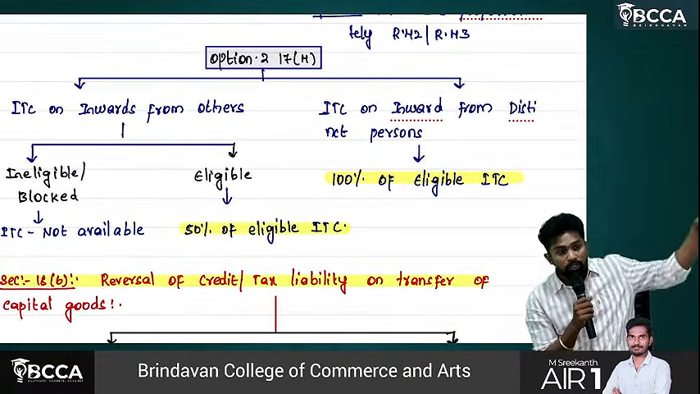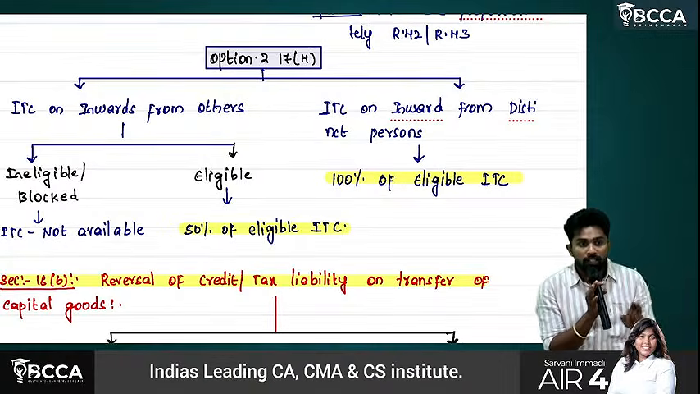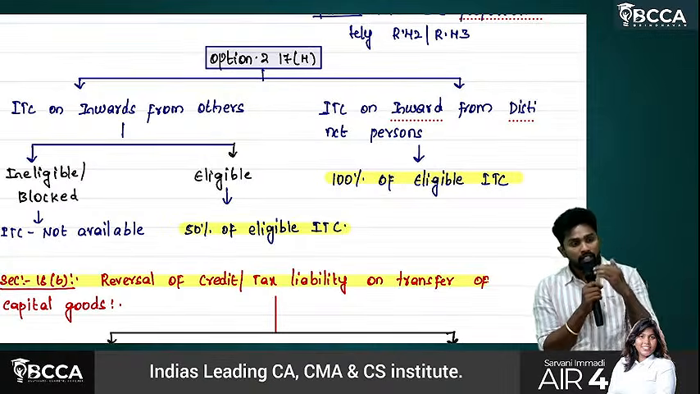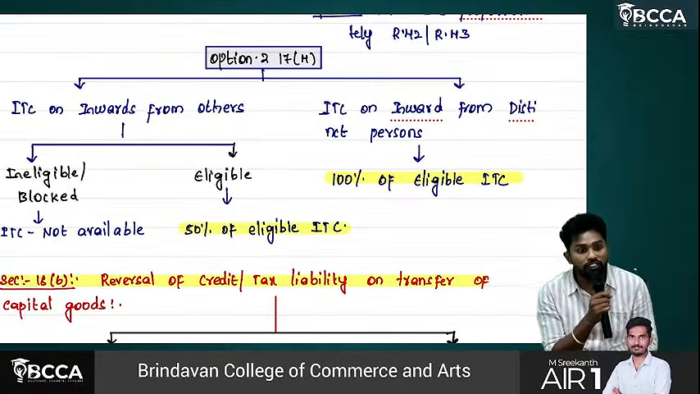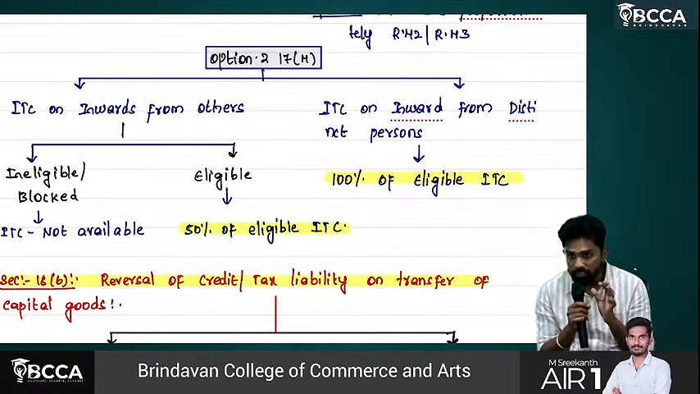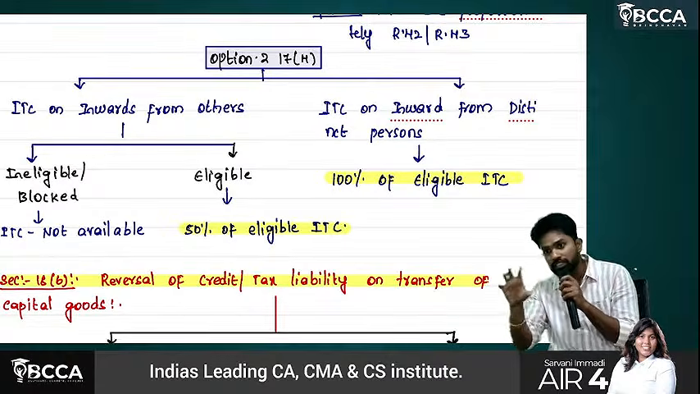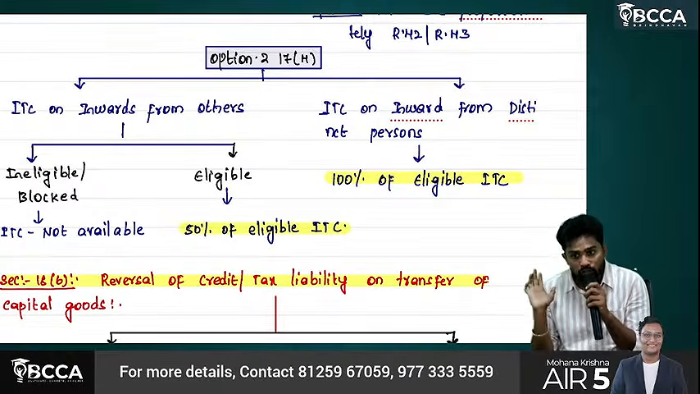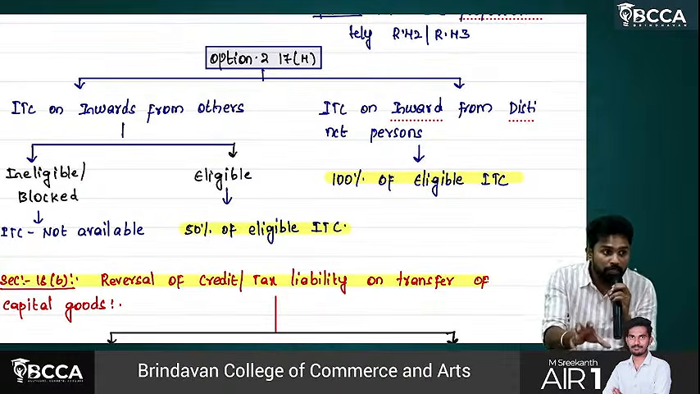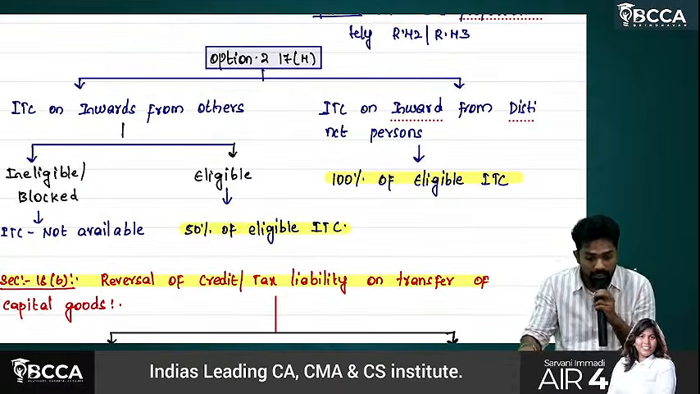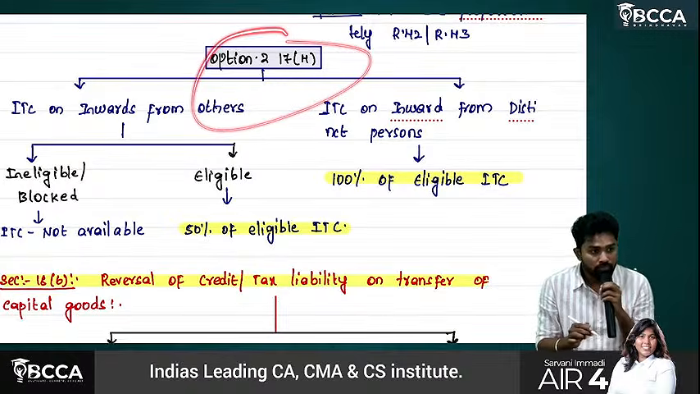When they received from outsiders, then again divide them into eligible and ineligible. Ineligible one is anyhow ineligible, leave them. Eligible ITC into 50%. Okay, are you able to understand, sir? From their distinct persons' inwards, they can avail full ITC. From outsiders, if they receive any inwards, out of the eligible ITC, they can avail 50%. This is one option.